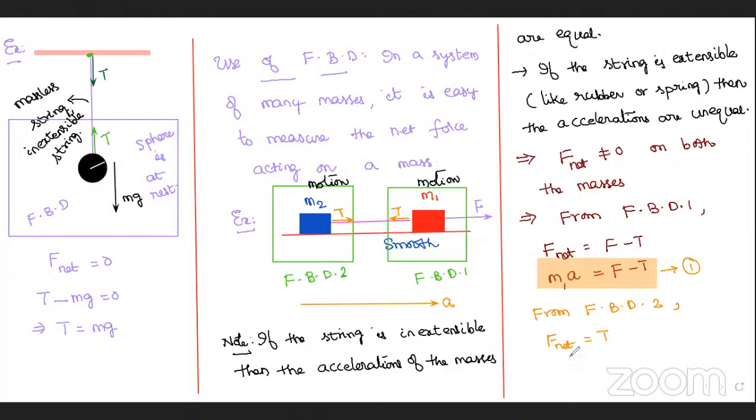Okay. So F net again, according to Newton's law, is M into A. Mass in the second box is M2, into the common acceleration A only. No need to write A2. That is M2 A equals T. Take it as the second equation. I put it in a box. Now it is time to solve the two equations.